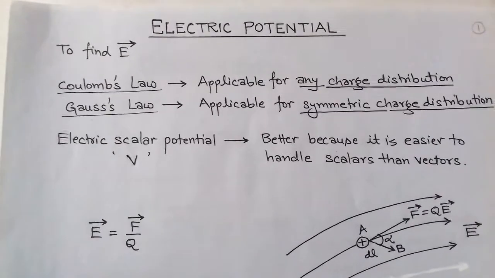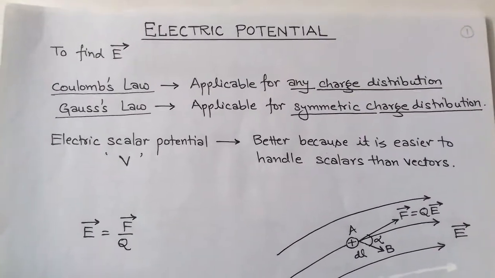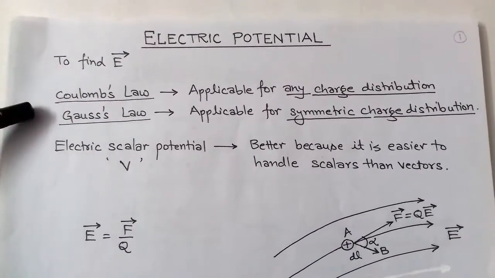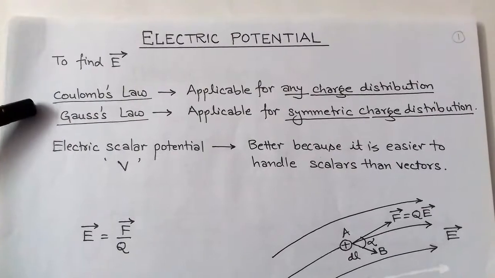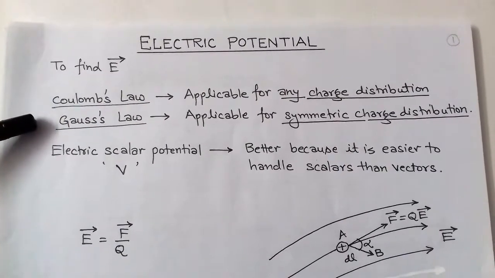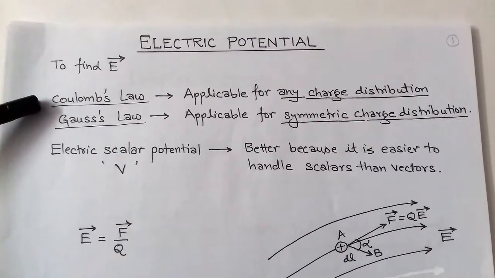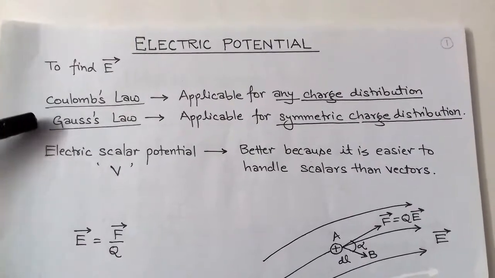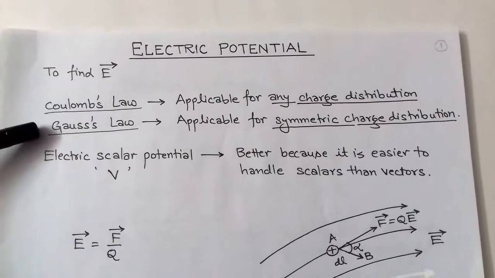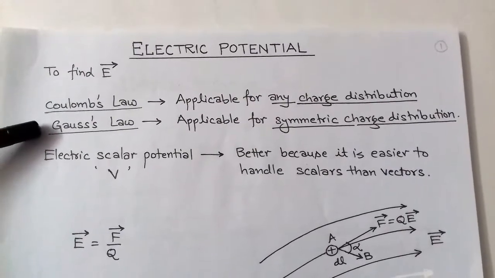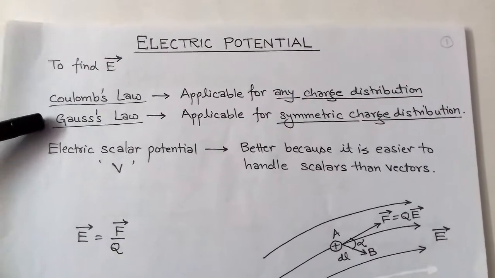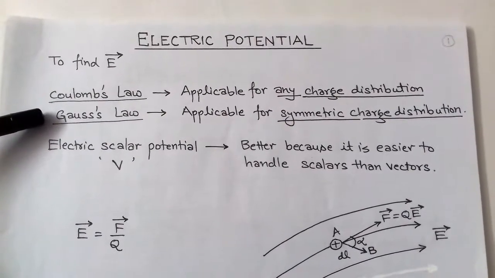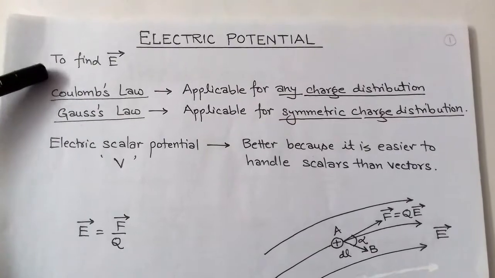The topic is electric potential. To determine electric field intensity, we used Coulomb's law and Gauss's law. Coulomb's law is applicable for any charge distribution, while Gauss's law is applicable for any symmetric charge distribution. So these are the two laws through which we determine the electric field intensity.